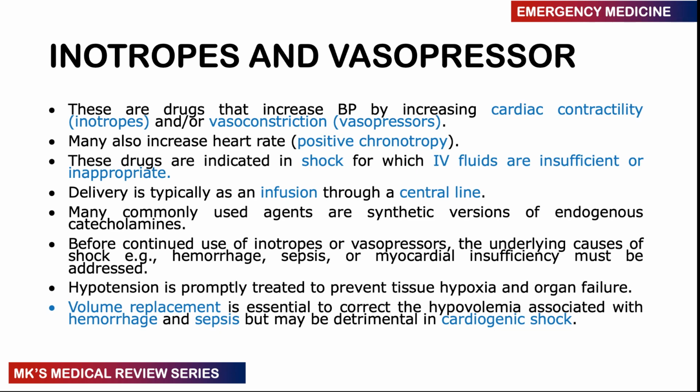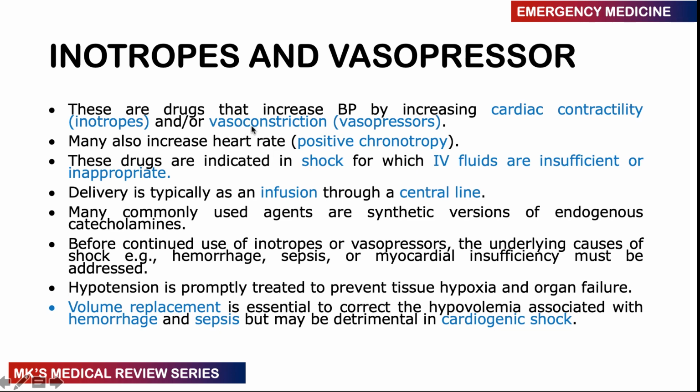So these are drugs that are going to be increasing the cardiac contractility. Anything that will increase the cardiac contractility is referred to as an inotrope. Then they may also cause some vasoconstriction. We call those vasopressors. So positive inotropy is just an increase in contractility of the heart. Positive chronotropy is an increase in heart rate. Then the vasopressor effect is, of course, the vasoconstriction.